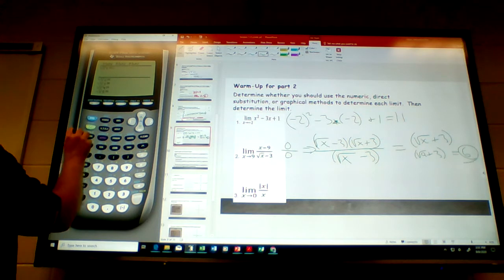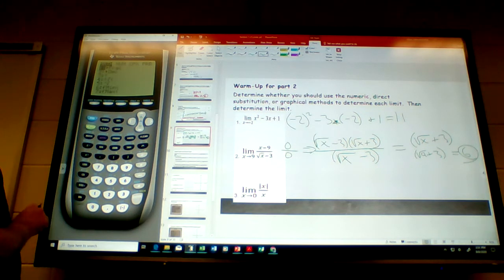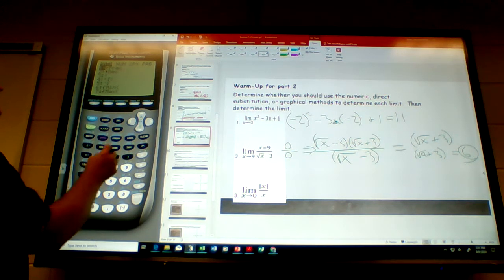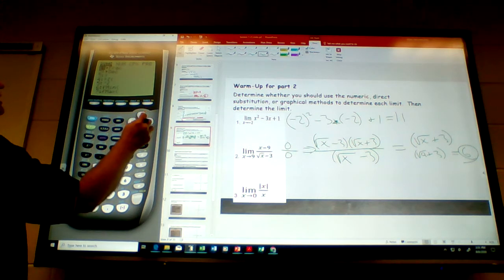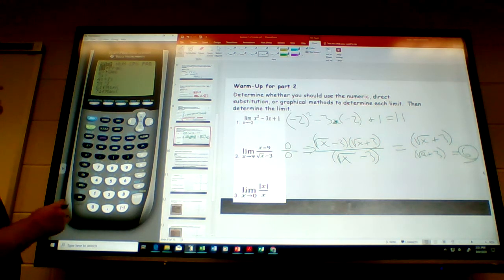Go to y equals, hit the math button. Now you see math, num, CPX, and PRB. I think probability is one of them. I don't know what CPX means. Y'all probably know more about graphing calculators than I do. I'll be straight up with you.